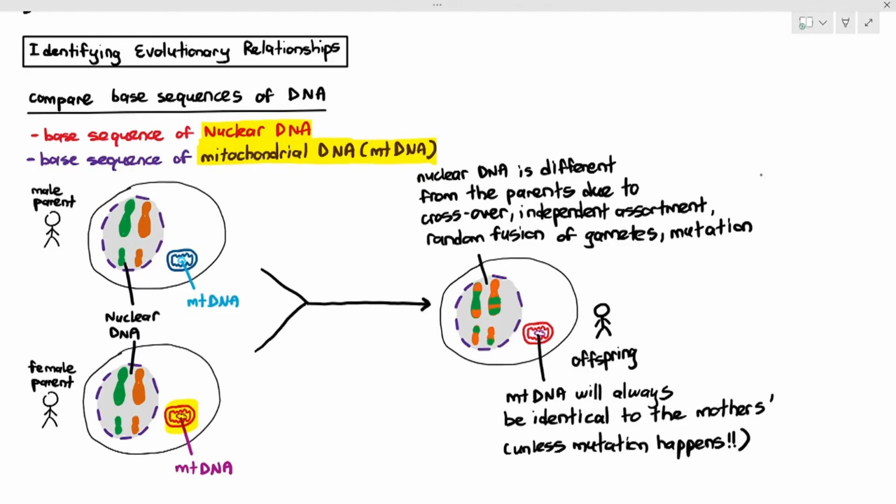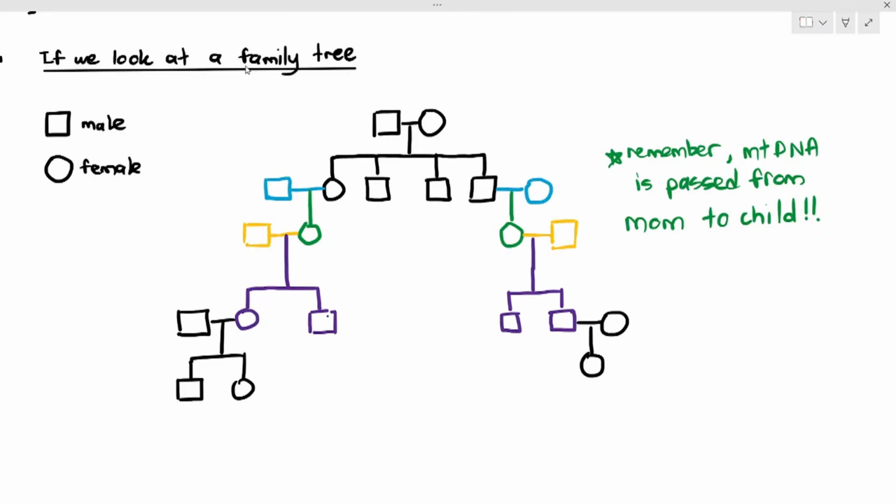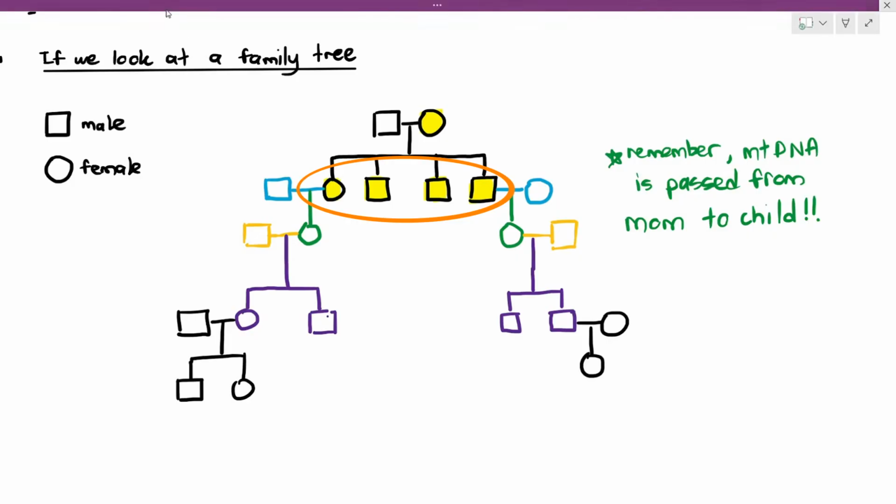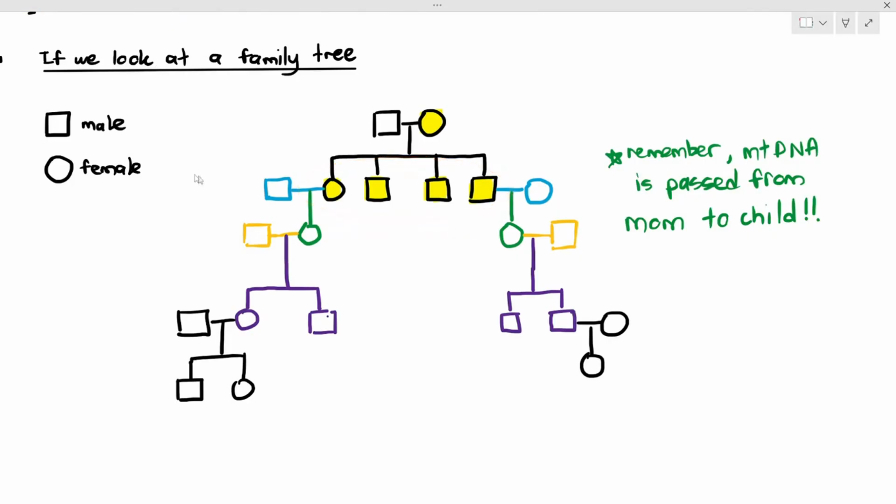For example, you have a family tree over here. Square represents male and circle represents female. Now, remember, the mitochondrial DNA is passed from mom to child. So I've highlighted that mother at the top. She will pass her mitochondrial DNA to her 4 offspring, all 4 of them. So the daughter will receive it and the sons will also receive it. And here's the thing. Can the son pass down the mitochondrial DNA to the child? No, it's only passed from mom to child, not dad to child. So it stops there. But what about that daughter? Can they pass the mitochondrial DNA to the offspring? Yes, they can. So it gets highlighted over there.